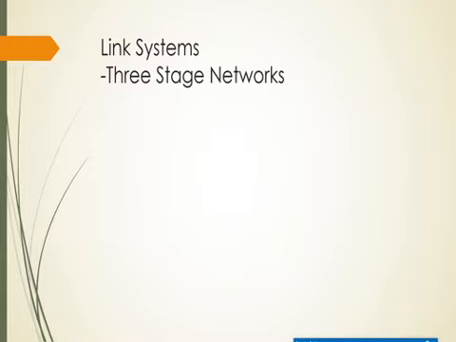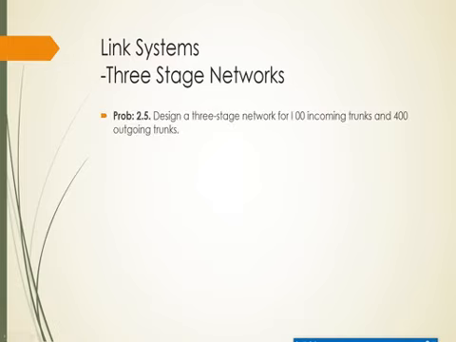In the previous session we discussed the three-stage network and solved a problem wherein we had considered m is equal to n. Today let us solve another problem for a case where m is not equal to n. Consider this problem: design a three-stage network for 100 incoming trunks and 400 outgoing trunks. So in this case, we have the condition m less than n.